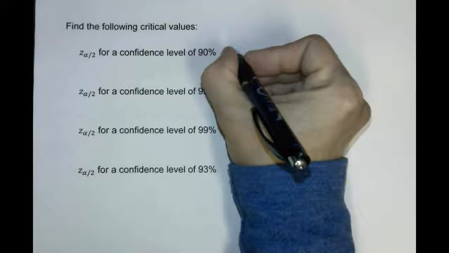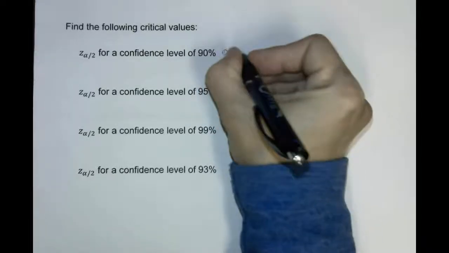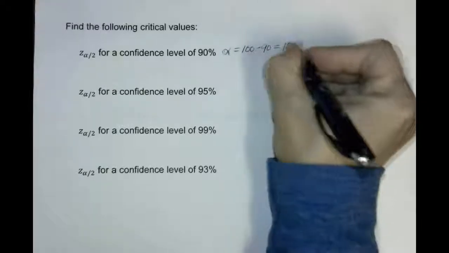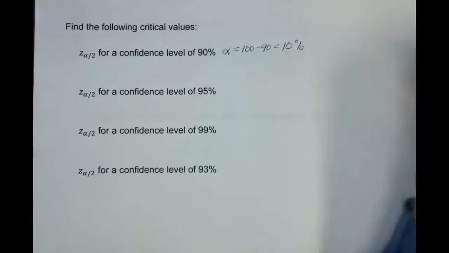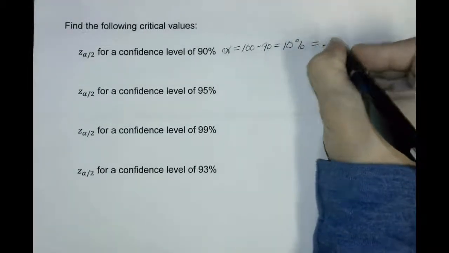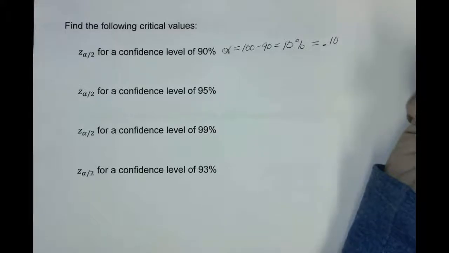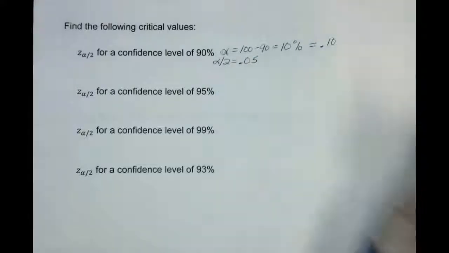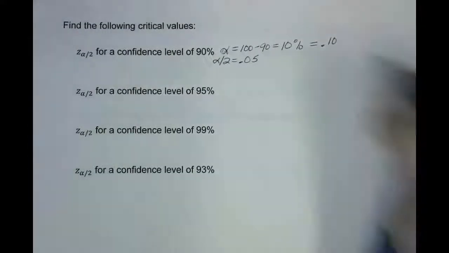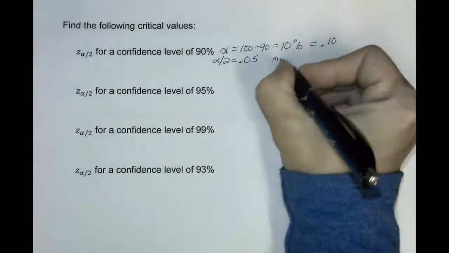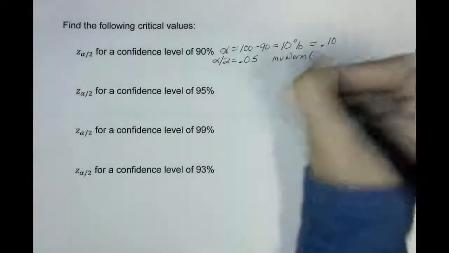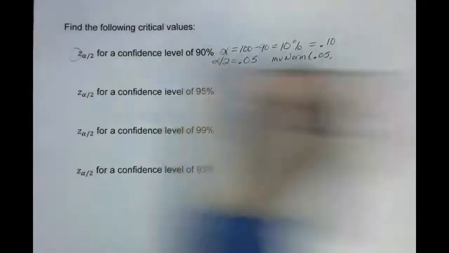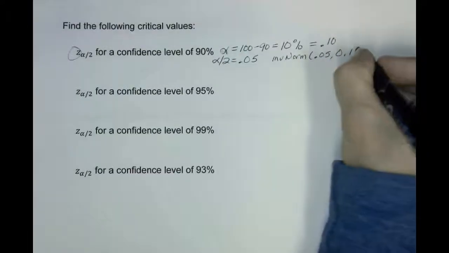So the first thing that you need to do is find the alpha. The alpha is 100% minus your confidence level. So the alpha for this one is going to be 10%. You want to change that to a decimal value, so you change it to 0.10. Then you find alpha over 2. So divide that by 2, which would give you 0.05. Then you're going to use the inverse norm function on your calculator. Put in the alpha over 2 that you just found. And since this is Z, that means that your mean is 0, your standard deviation is 1.